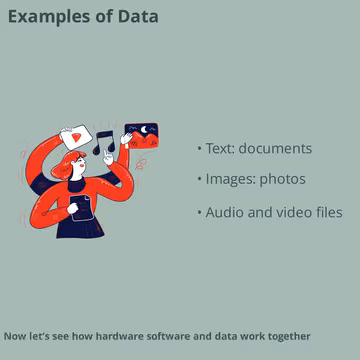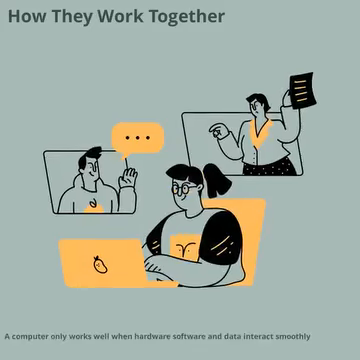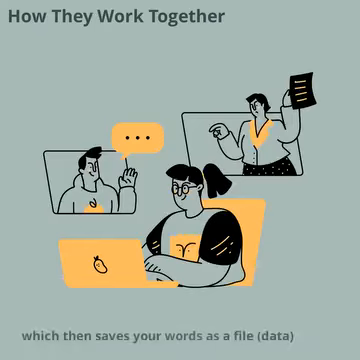Now let's see how hardware, software, and data work together. A computer only works well when hardware, software, and data interact smoothly. The hardware provides the foundation, the software gives instructions, and the data is what gets processed. For example, when you type a report, the keyboard hardware sends signals to the word processor software, which then saves your words as file data. Each part depends on the others to function properly. This teamwork is what makes computers so powerful and versatile.